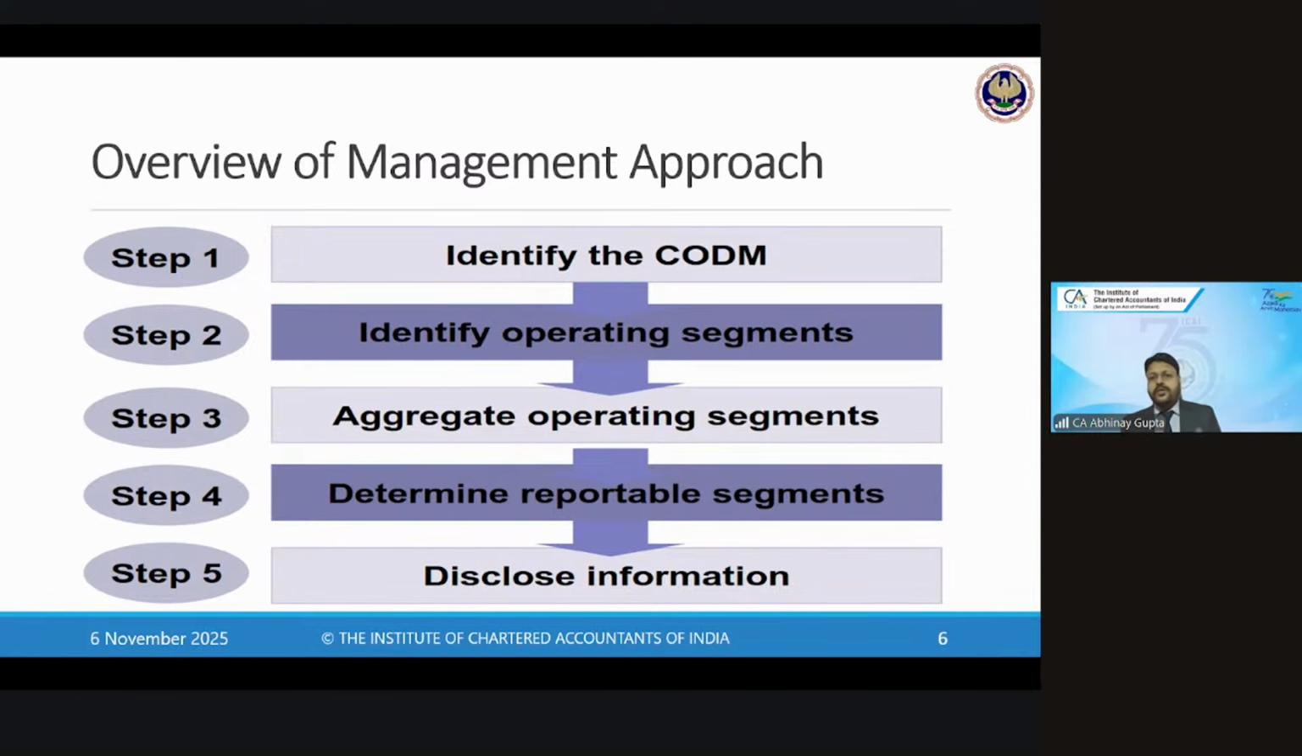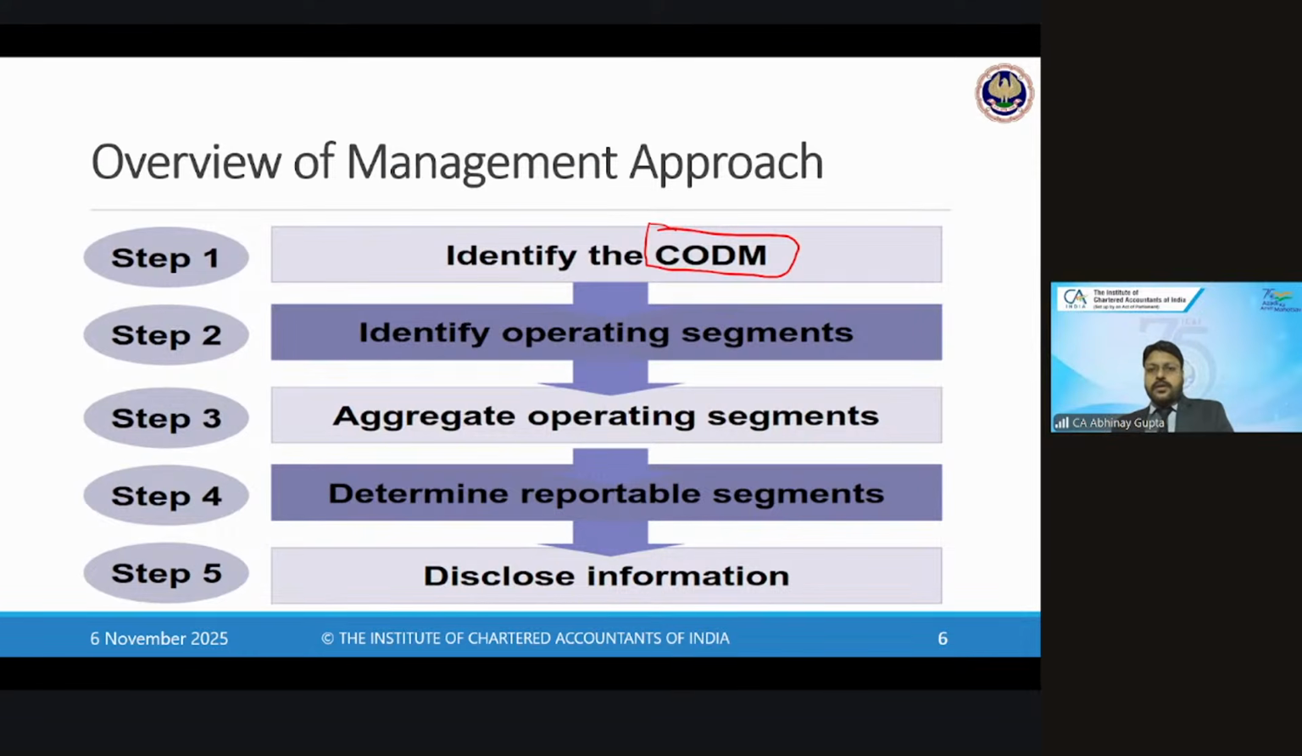Now we will discuss how we are going to identify the operating segments, right? As I mentioned previously, it is altogether different from the way we were identifying operating segments under the ICAI standard. Now the standard says we need to follow the CODM approach. What is the CODM? Chief Operating Decision Maker. If you want to note it down, because I will be using the short form in my entire session. So CODM means Chief Operating Decision Maker.